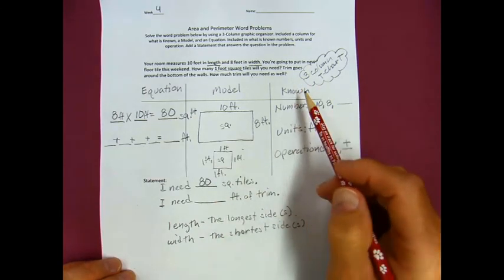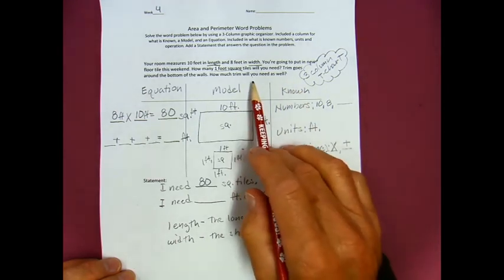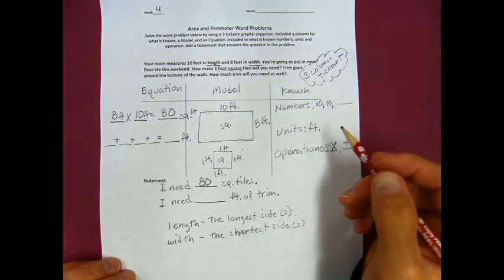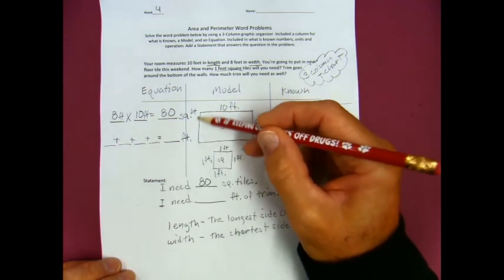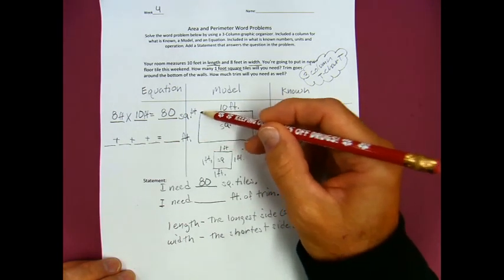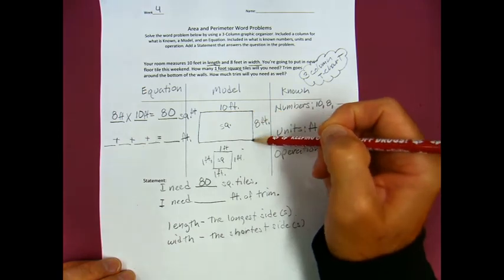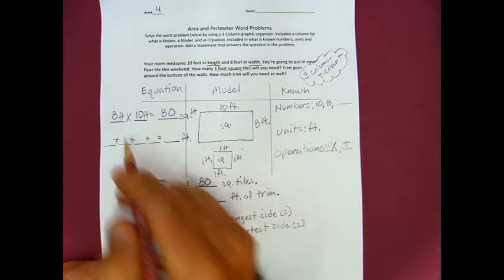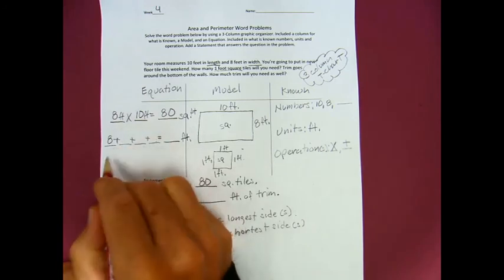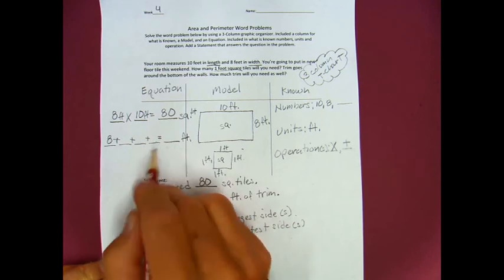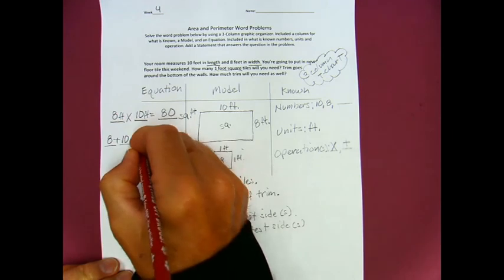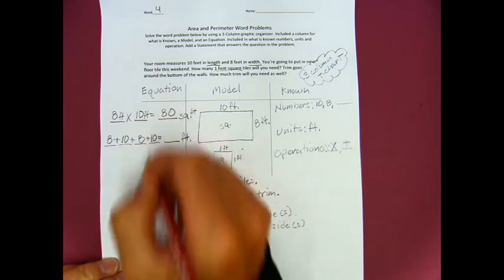Trim goes around the bottom of the wall. How much trim will you need as well? So let's say I start from this corner and I go up, I have this length, this length, this length, and this length. So I have 8. I'm not going to put the units in there because I ran out of room, and I'm going to be more abstract. I already know that part. I'll include it at the end. Plus 10, plus 8, plus 10.